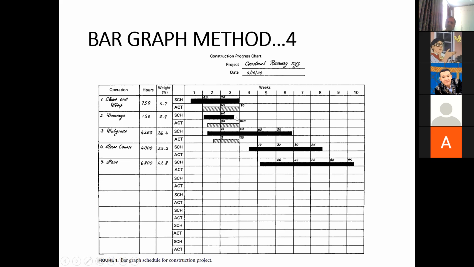And one thing I forgot to mention is that this bar graph, which is shown over here, is not for the completed project. It is for the project which is in progress. As you can see, only the first 3 activities have shown some progress, but the last 2 activities have not yet started because there is no actual shown over here.